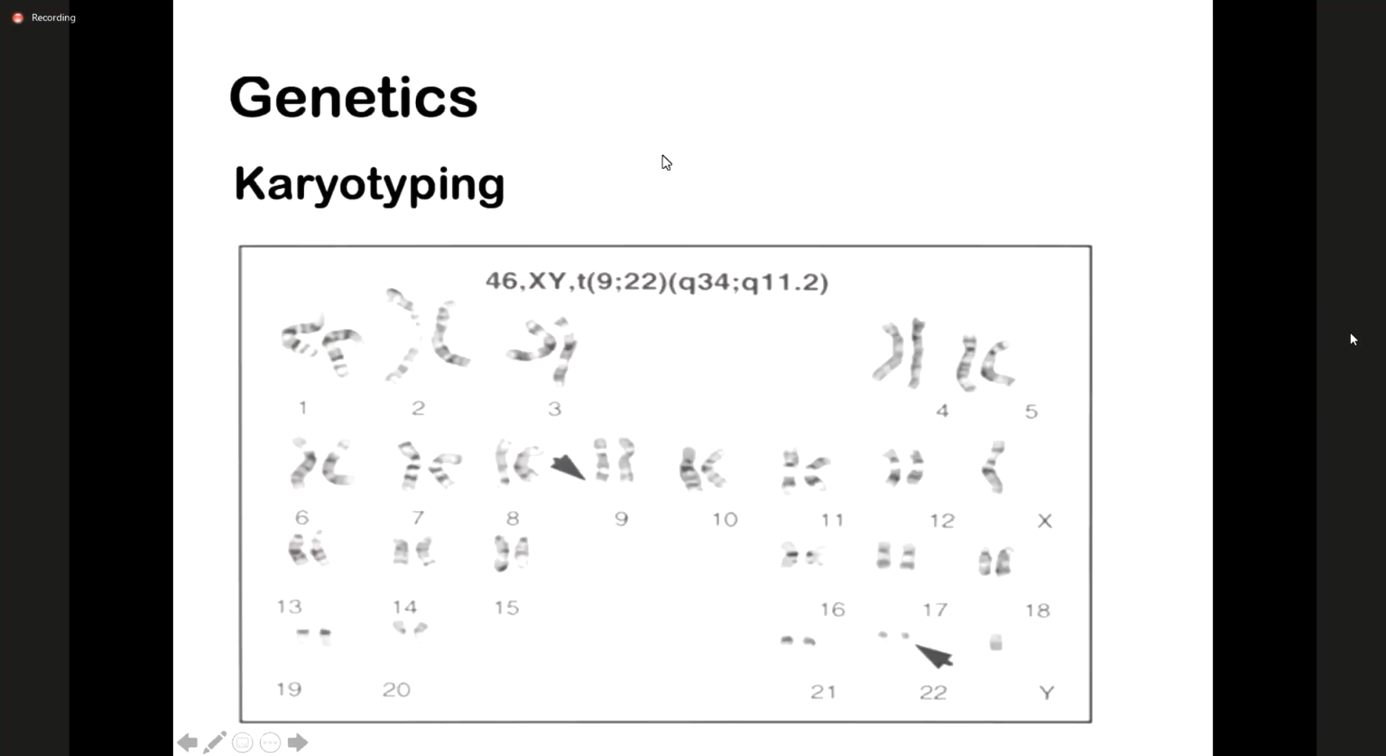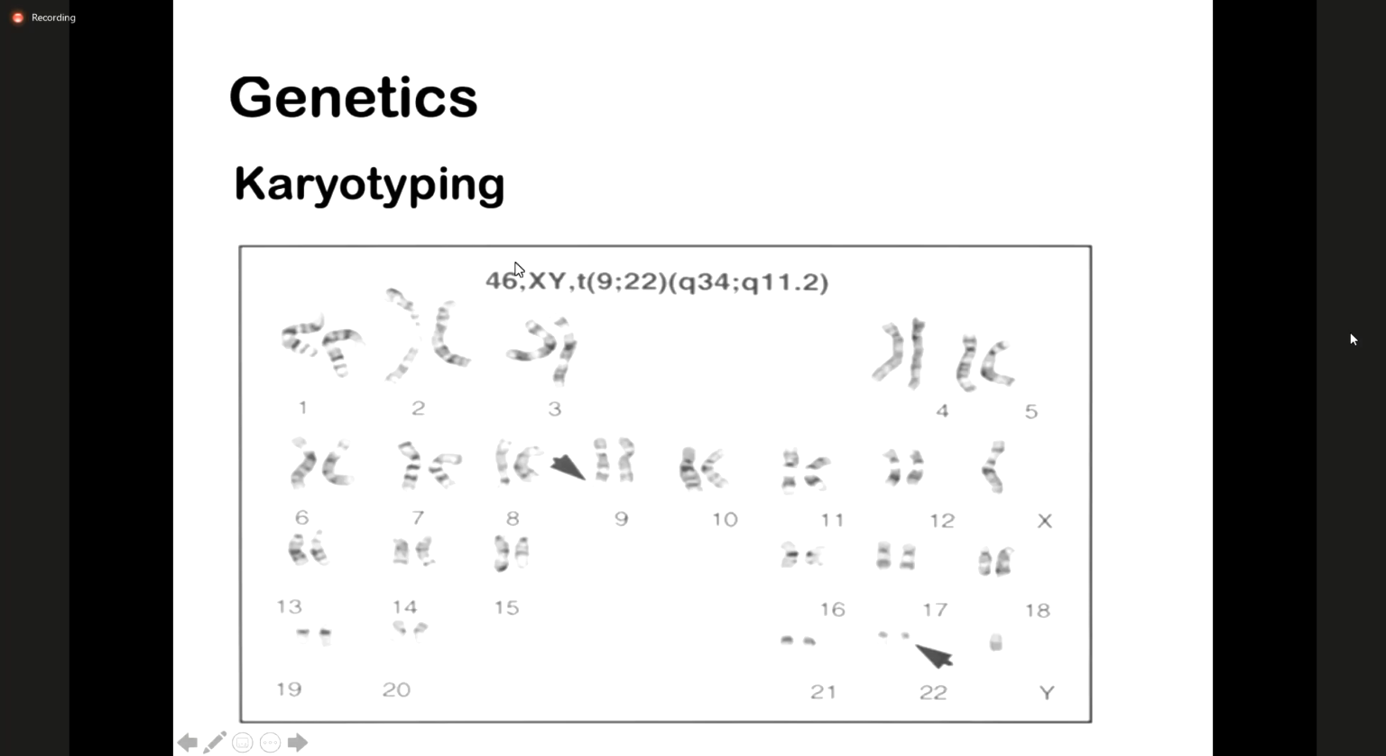So up to now, we have studied the morphology, cytochemistry, and immunophenotyping, and now we'll move on to genetics. There are several methods we use to detect genetic abnormalities. This is what we call karyotyping, the conventional G banding technique. This is how the karyotype report looks.